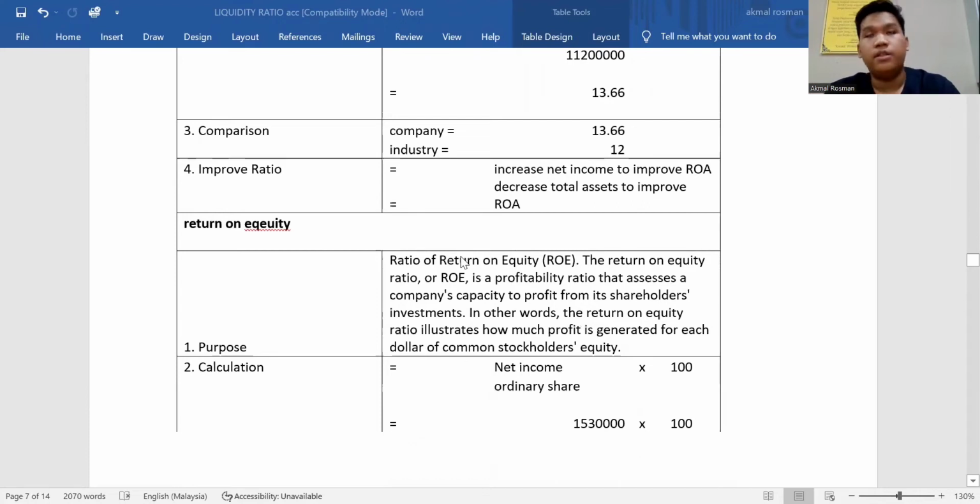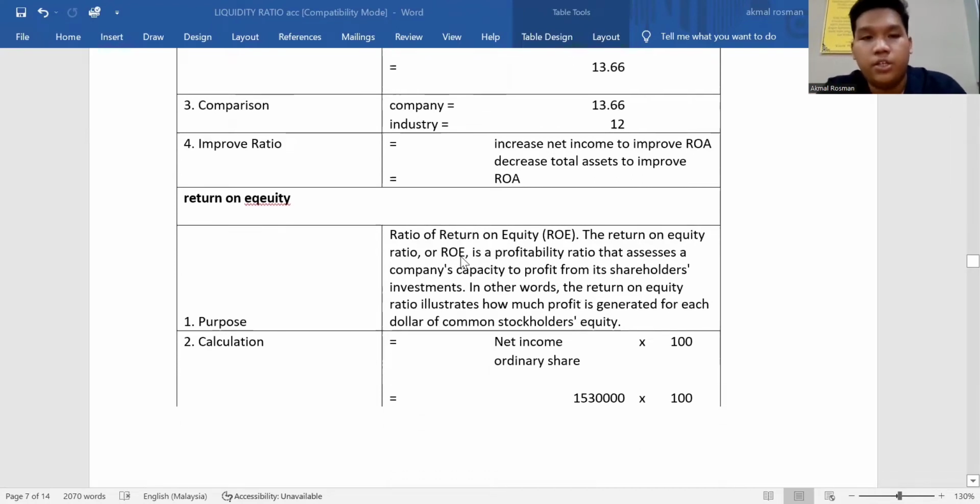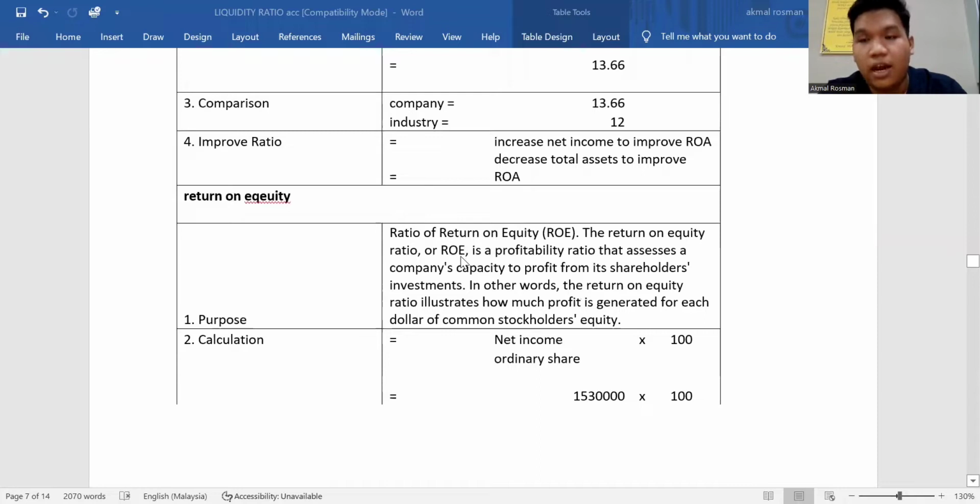Okay, the next one is return on equity. The ratio of return on equity, ROE, is a profitability ratio that assesses a company's capacity to profit from its shareholders' investments. In other words, the return on equity ratio illustrates how much profit is generated for each dollar of common stockholders' equity. And the full calculation is net income divided by ordinary share times 100.